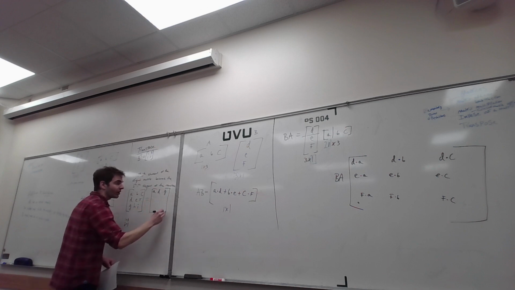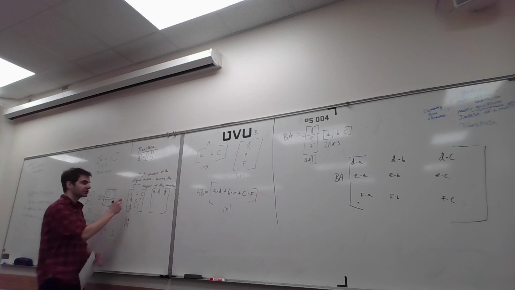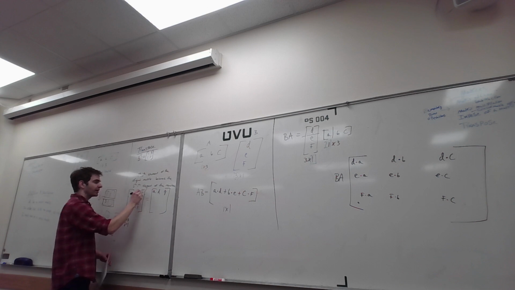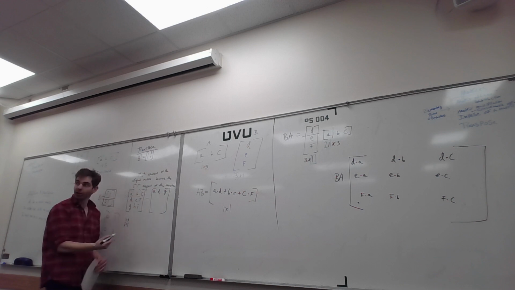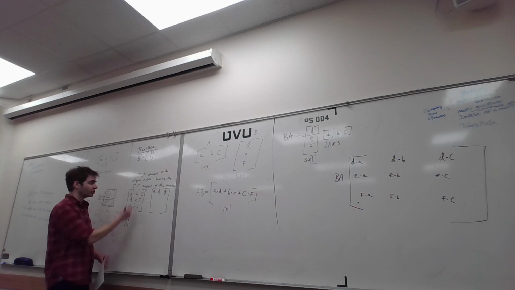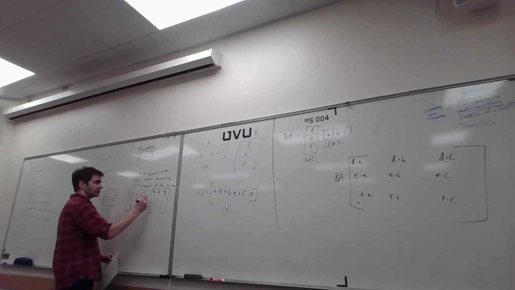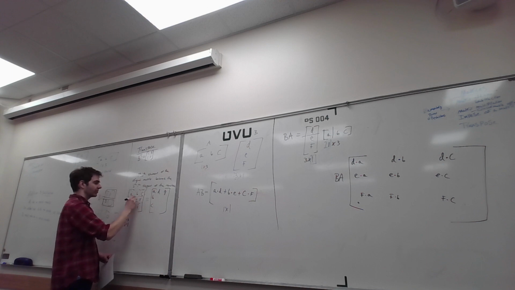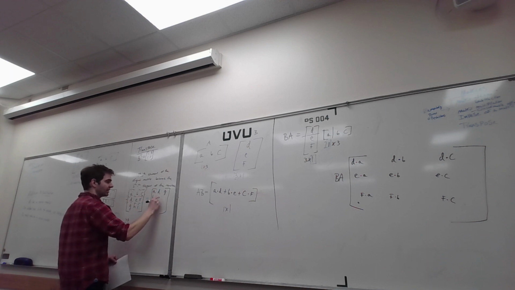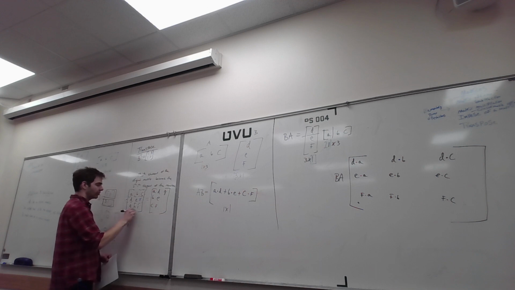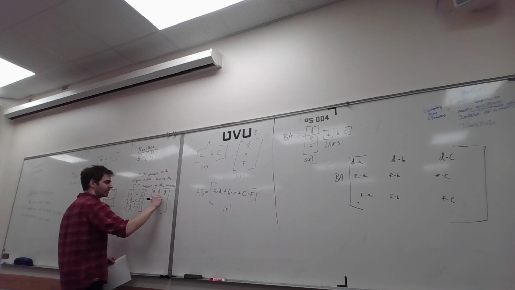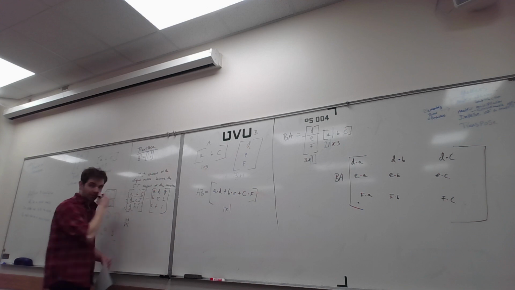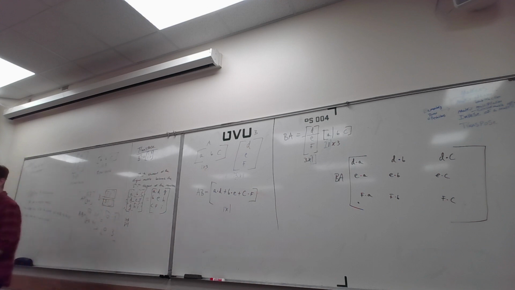This is the more formal way to do it, but it suffices to remember that each row vector here becomes a column vector. So our first column vector is going to be A, B, C. Our second column vector is going to be D, E, F. And our third column vector is going to be G, H, I. That is the definition of a transpose. With me? All right, you guys are doing great.